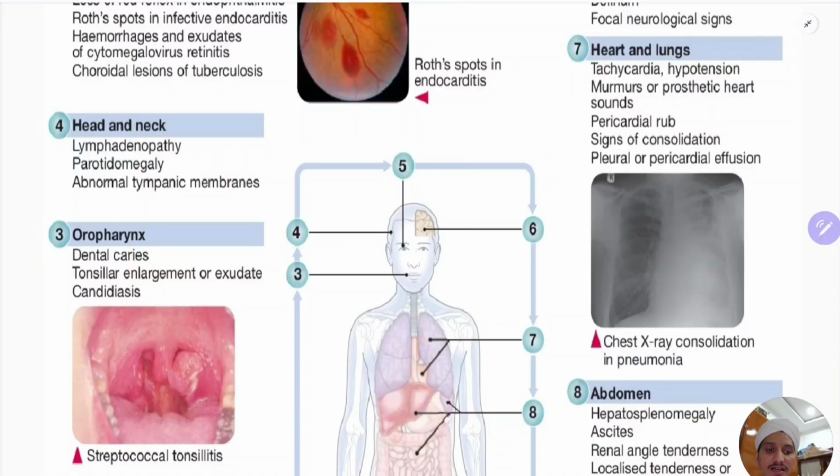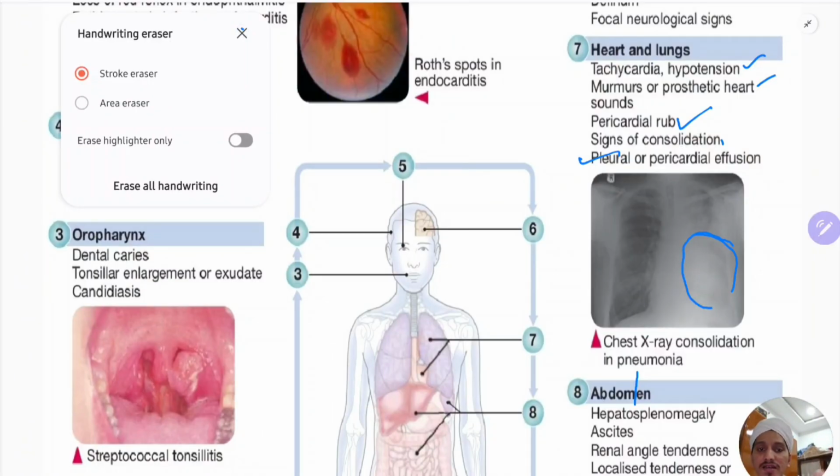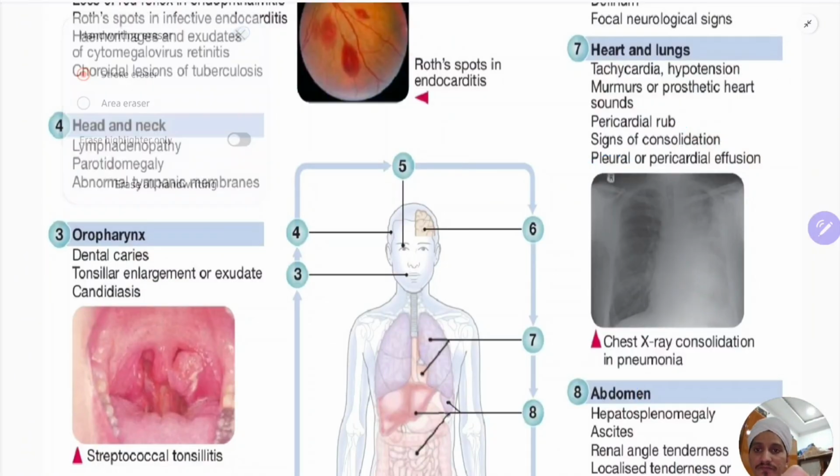In the chest you will have lungs and heart. So tachycardia and hypotension you can have, murmurs and or prosthetic heart sounds you can have, pericardial rub you can have, signs of consolidation, pleural or pericardial effusion. So this is a chest X-ray showing lower lobe consolidation in pneumonia. So these are the chest signs you can see.